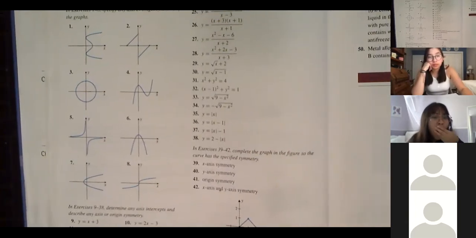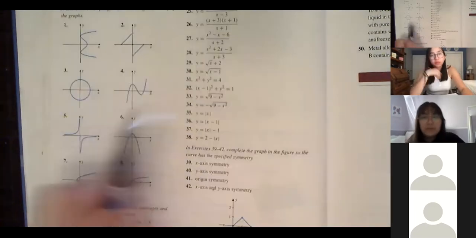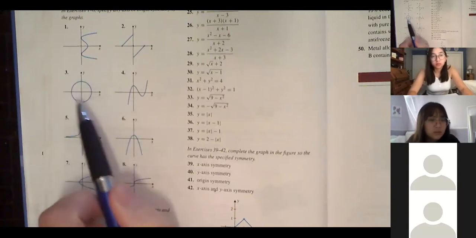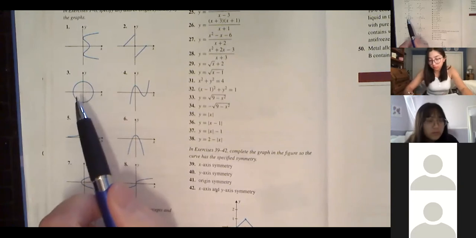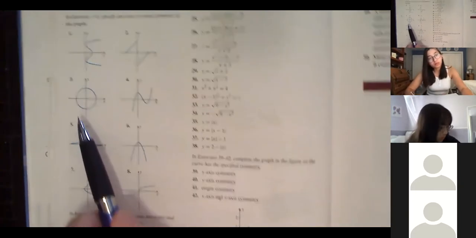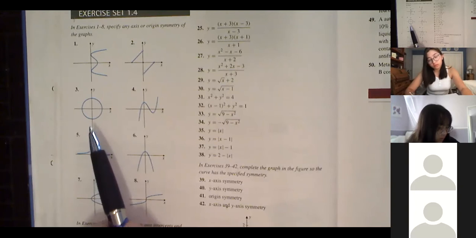I'll go ahead and do some odd ones. Okay, look at 3, the circle. Now you know and I know that circles are nice and round and have lots of symmetry. Okay, so think about number 3. What would you answer for this? Does it have x-axis symmetry, y-axis symmetry, origin symmetry?